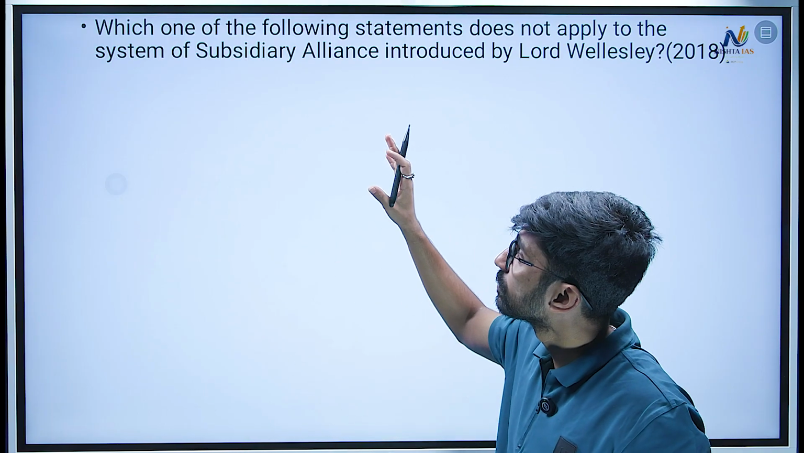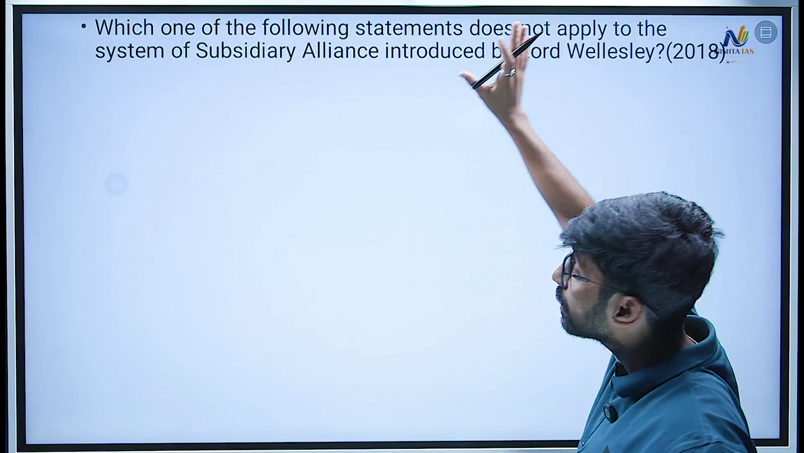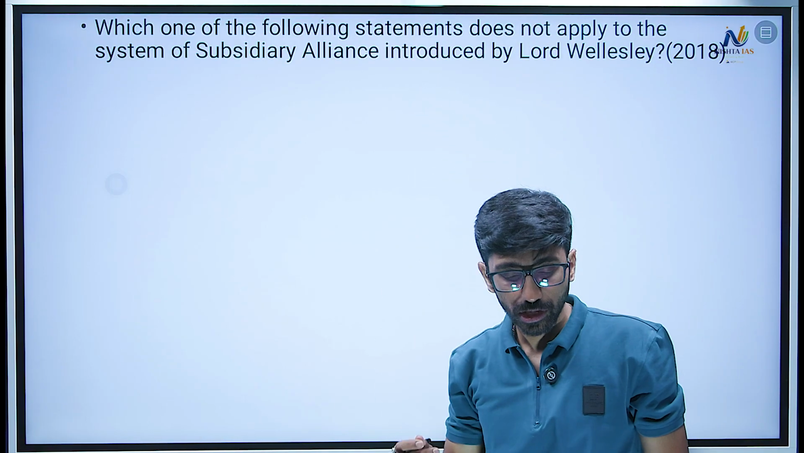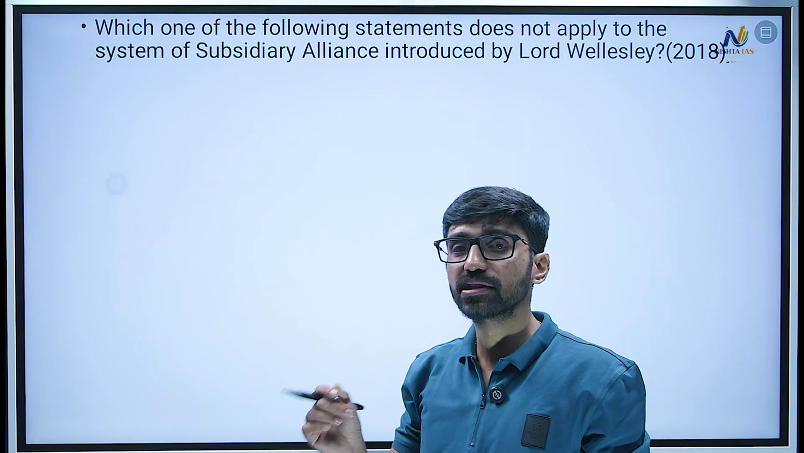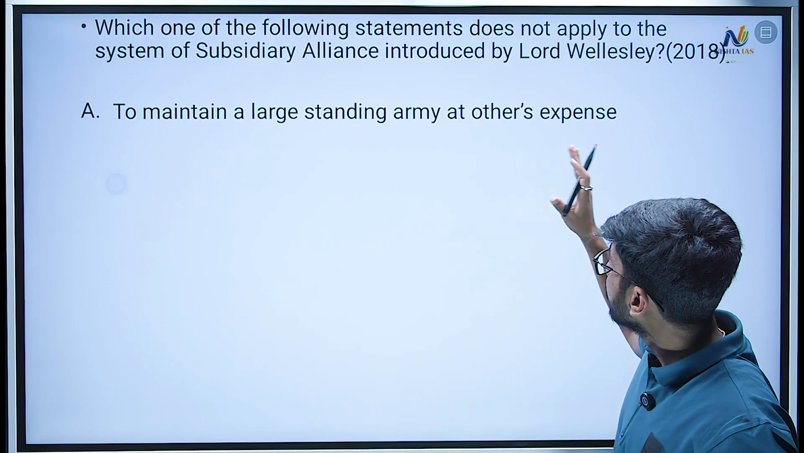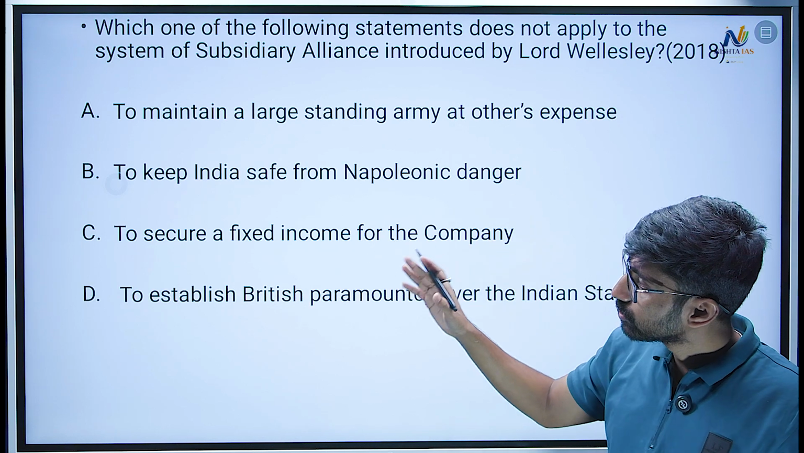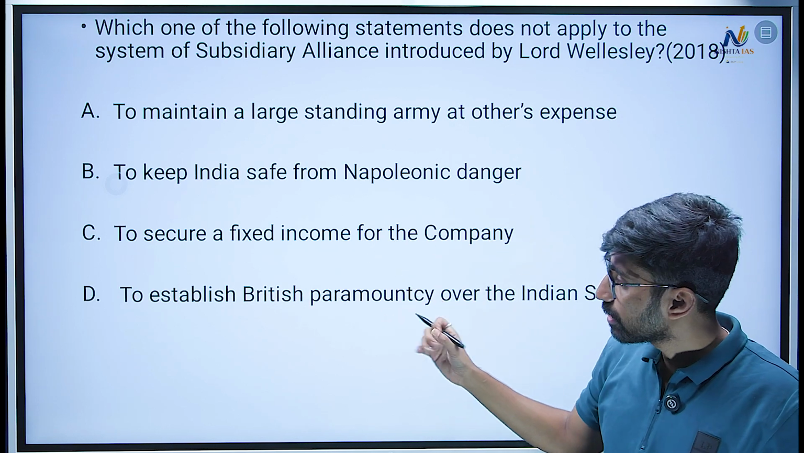So this was one question that was asked in 2018. That is the subsidiary alliance system. Which one of the following statements does not apply? Be careful while reading questions. You have to be very careful: that does not apply to the subsidiary alliance system. It means in terms of objectives: to maintain a large standing army at others' expense, to keep India safe from Napoleonic danger, to secure a fixed income for the company, to establish British paramountcy.